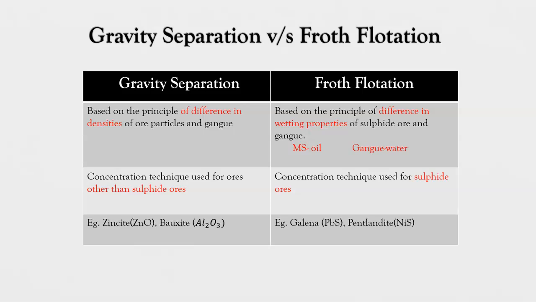Gravity separation technique is used for ores other than the sulfide ores, while froth flotation is a technique used for sulfide ores. Gravity separation is used for ores like zincite, bauxite, etc., while froth flotation is used for sulfide ores like galena, pentlandite, etc.